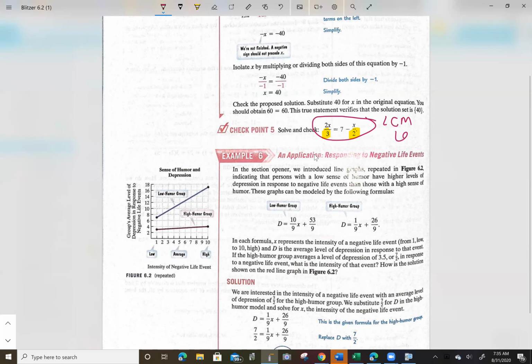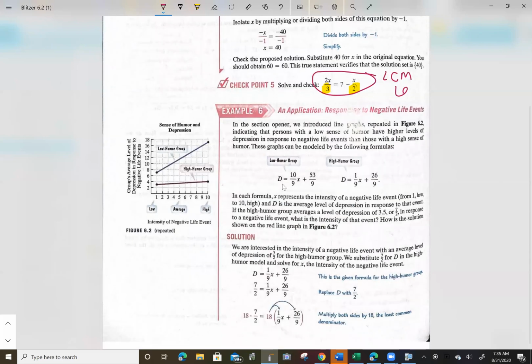There are a lot of examples in these notes. Look, it looks like we are moving into some real world problems. In the section opener, we introduce line graphs indicating a person with low sense of humor. These graphs can be modeled. So, going back to the original part that it was talking about, those graphs.